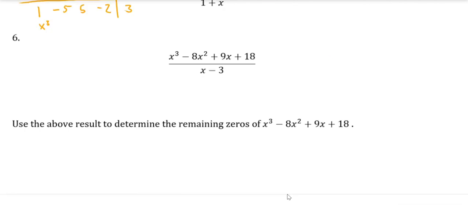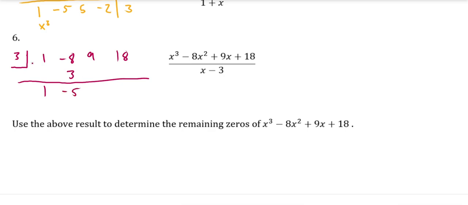plus 3. For this next one, let's repeat that process. We have the coefficients 1, minus 8, 9, and 18. If I'm dividing by x minus 3, the root will be at positive 3. So we put that in this box. We drop this number down. We take 3 times that and begin. So summing, we get minus 5. Taking the product, minus 15. Summing, that's going to be negative 6. Taking the product, that's going to be negative 18. And taking the sum, we get 0.